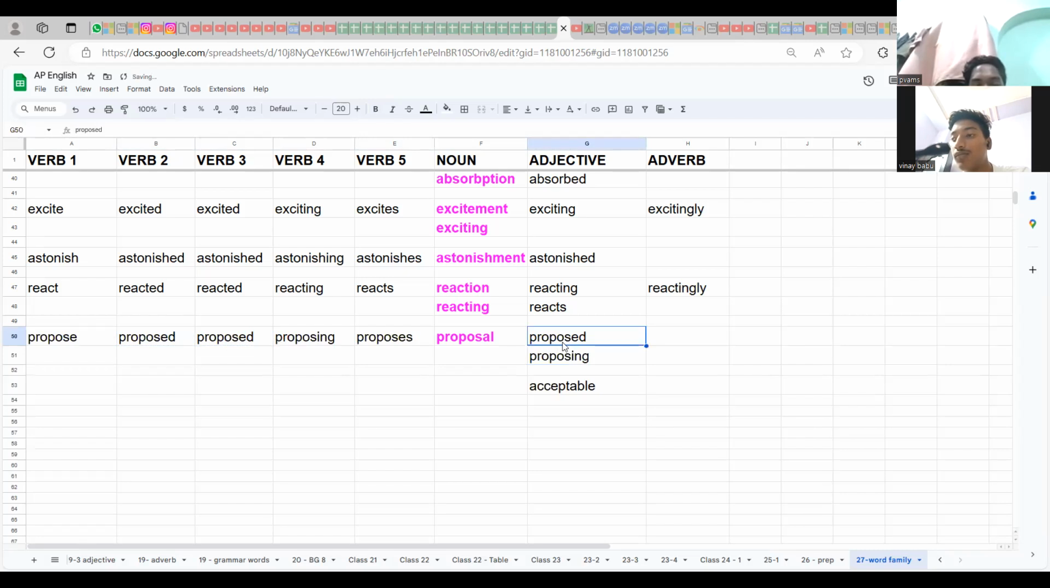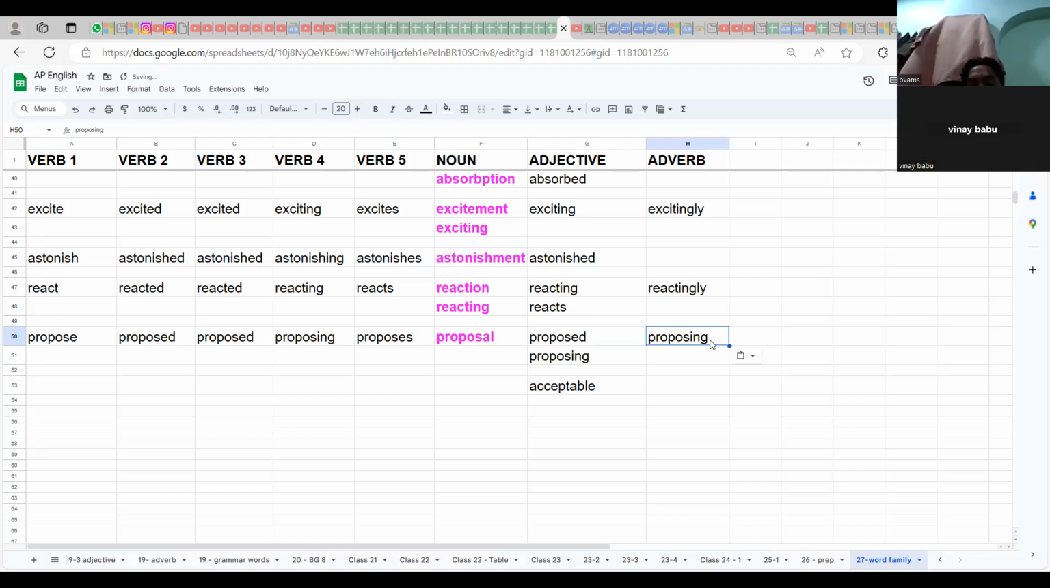Now, you can either go with the proposing lead. You can go, that's easy. The last one is easy. The adverb is. But here, look at that proposal becomes, now you tell me, acceptable, what is going to become that in noun? So you can, the adverb easily, you can have this.